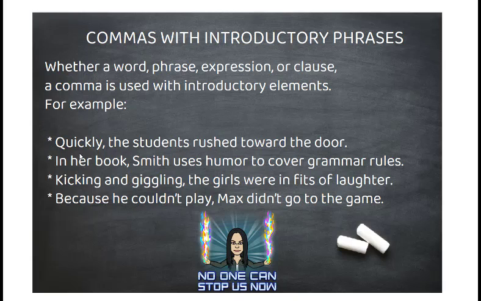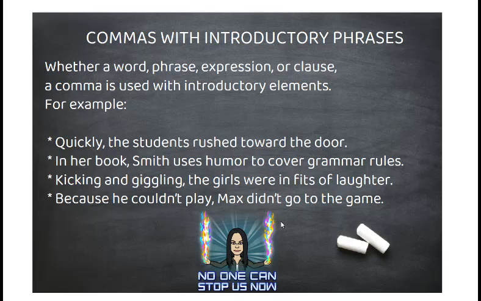Before we talk about the comma rule, let's look at this. "Quickly" tells us how the students rush toward the door. "In the book" tells us where Smith uses humor. "Kicking and giggling" tells us how the girls were in fits of laughter, or what the reaction was. And then we have the "because" clause. We can only use a dependent clause as an introductory element, and more on that later. Because we have the word "because" here, I know that with a word like because, since, or even though, I'm starting a dependent clause intro, and it tells us the reason why Max didn't go to the game.